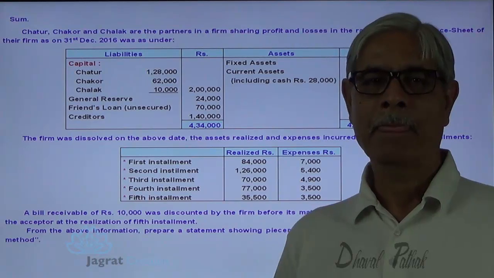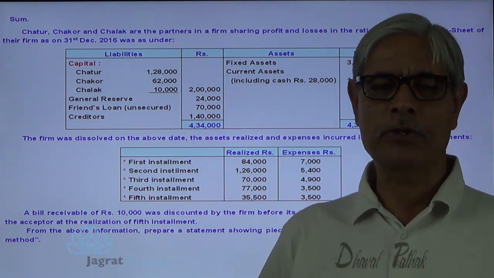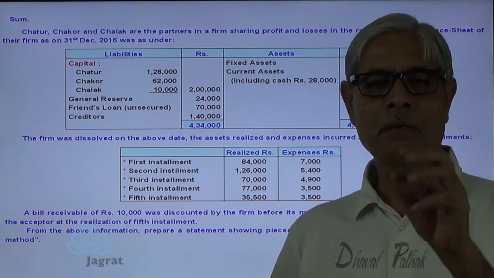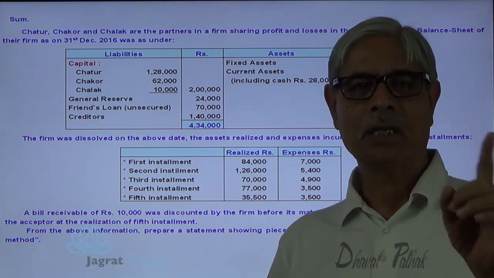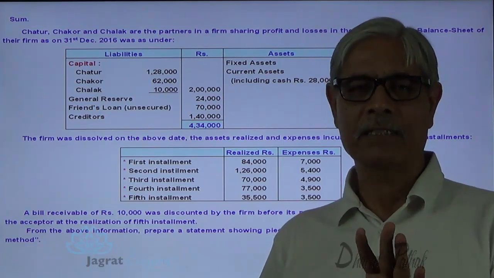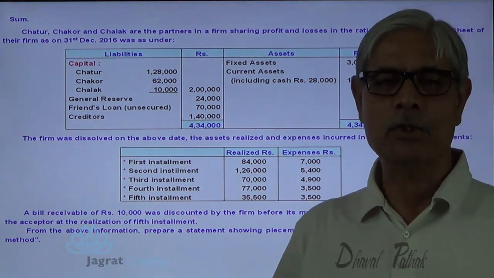Now, this is basically a sum on dissolution of a partnership firm. When the partnership firm dissolves, all assets are realized. All liabilities are settled. Profit or loss on realization of asset and settlement of liability is distributed amongst partners in the ratio of their profit sharing.